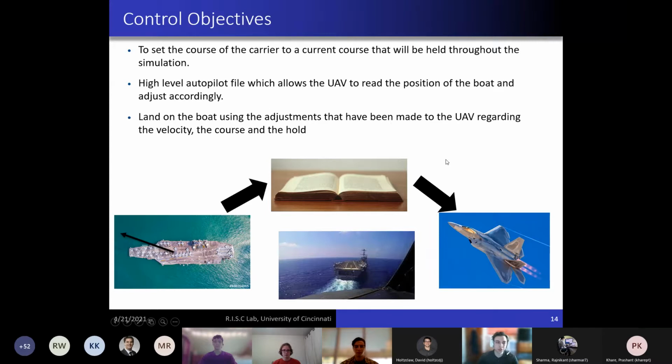So for our control objectives, we wanted to set the course of the aircraft carrier to a course that would be held throughout the simulation. In one of our runs, we did a straight course that aligned with the initial course of the plane, and in another we set it at a different angle so that the plane would have to correct. We have a high-level autopilot file which allows this UAV to read the updated boat positions as it moves, and it feeds that into the autopilot commands. Then we landed on the boat using these adjustments and our previous homework's autopilot file.